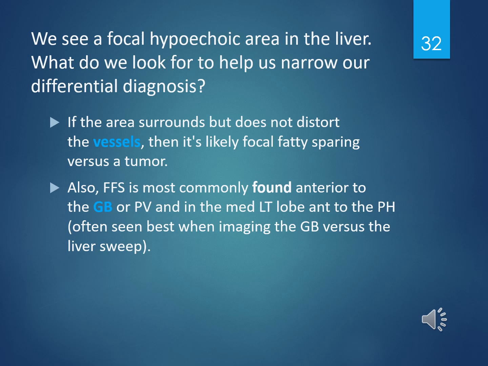So as already mentioned, if we see a focal hypoechoic area in the liver, then we can look for a couple different things to help us narrow our differential diagnosis. If the area surrounds but does not distort the vessels, then it's likely focal fatty sparing versus a tumor, just like focal fatty infiltration. Also, focal fatty sparing is most commonly found anterior to the gallbladder or portal vein and in the medial left lobe anterior to the porta hepatis, often seen best when imaging the gallbladder versus the liver sweep. But you should try to not miss it during your liver sweep as well.